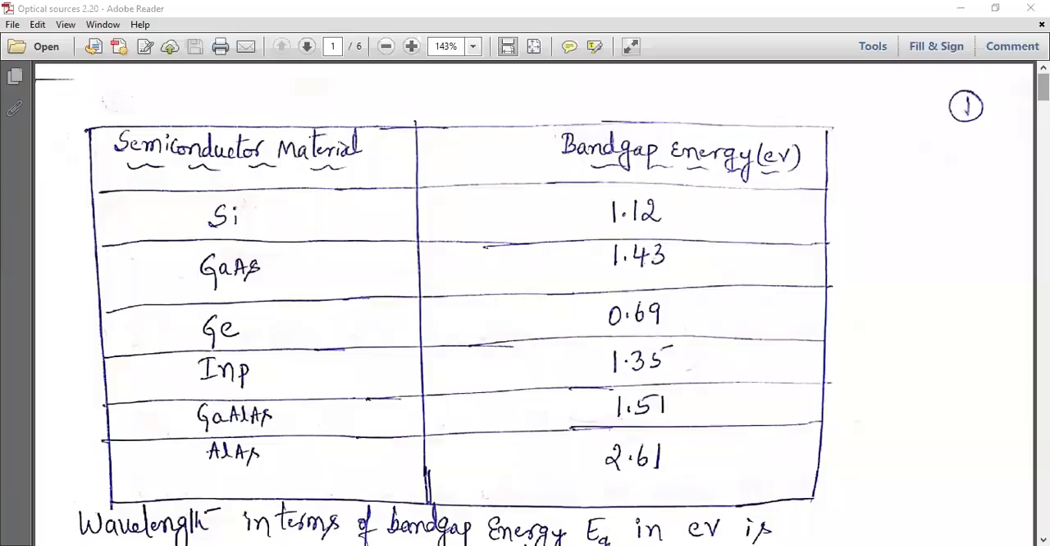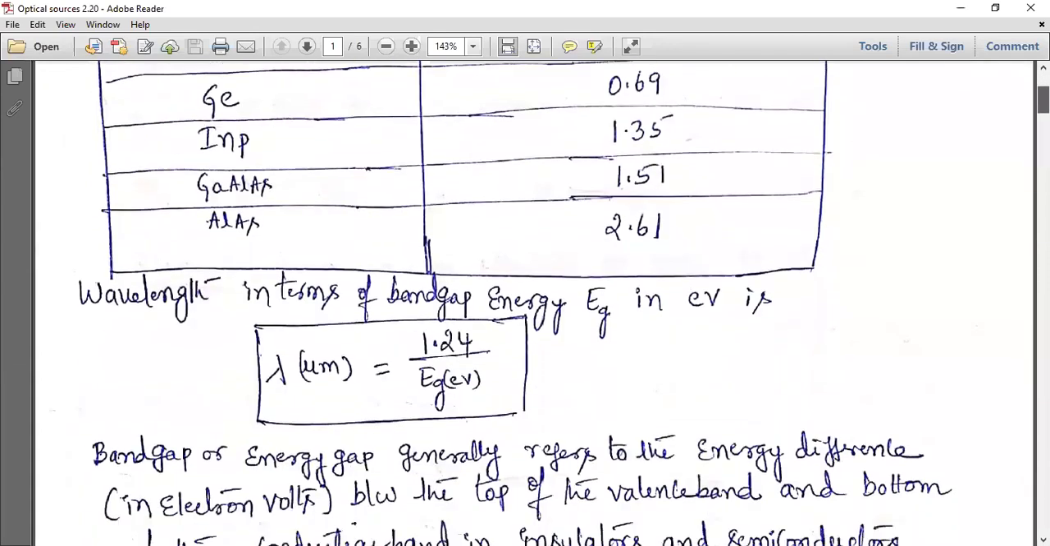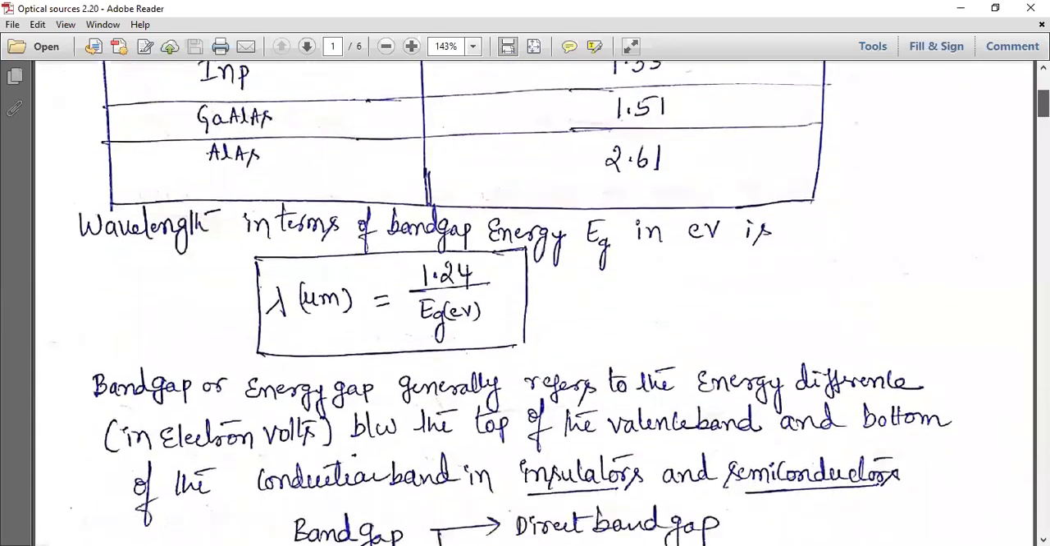So I have pointed out the band gap energy. The band gap energy is the energy gap between the conduction band and the valence band. For different semiconductor materials, I have noted down whether each is a direct or indirect band gap material. Both I have noted down here.